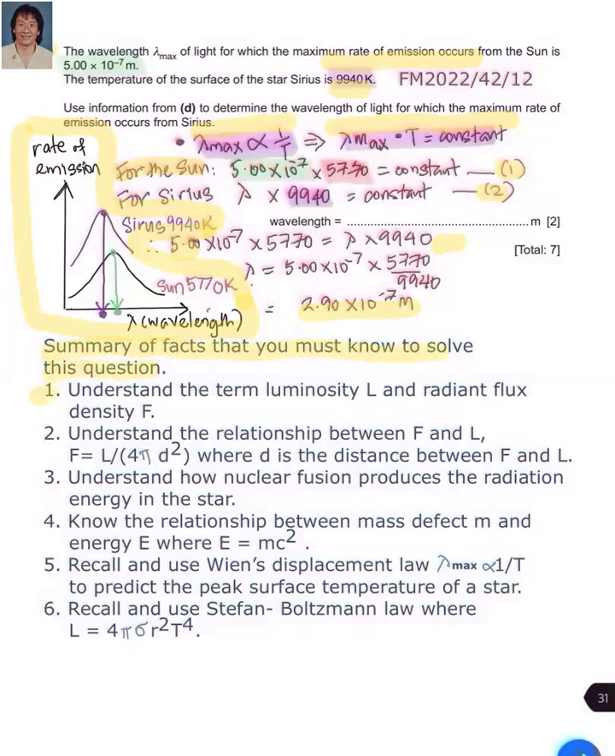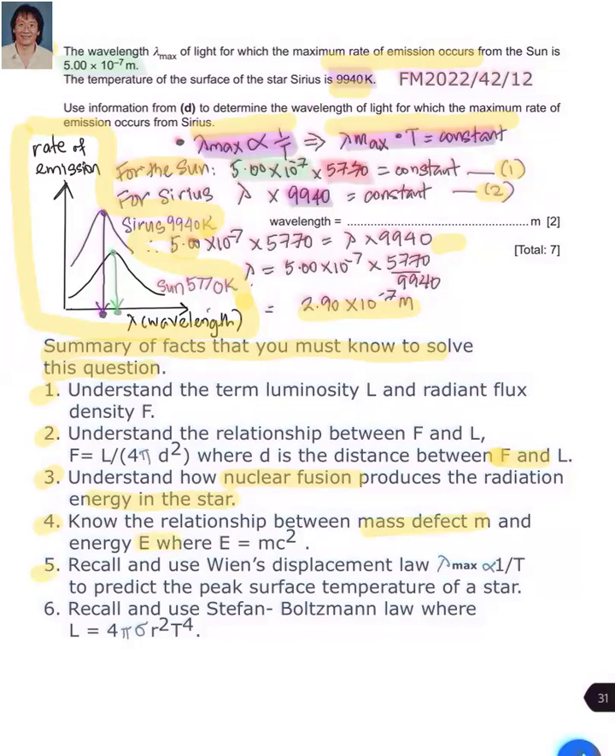Number 1, you must understand the terms luminosity and radiant flux density F. Number 2, you must understand the relationship between F and L, where F equals L divided by 4 pi d squared, where d is the distance between the star and the observer. Number 3, you must understand how nuclear fusion produces the radiation energy in the star. And number 4, know the relationship between mass defect m and the energy E, where E equals mc squared.